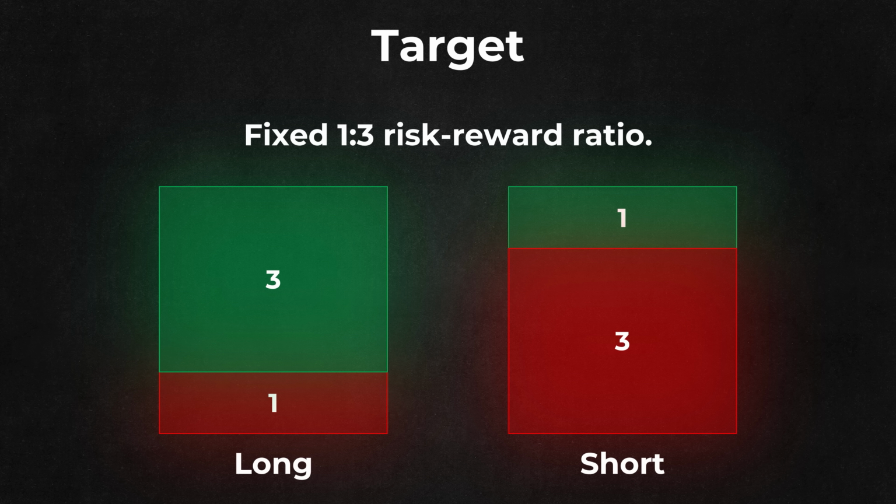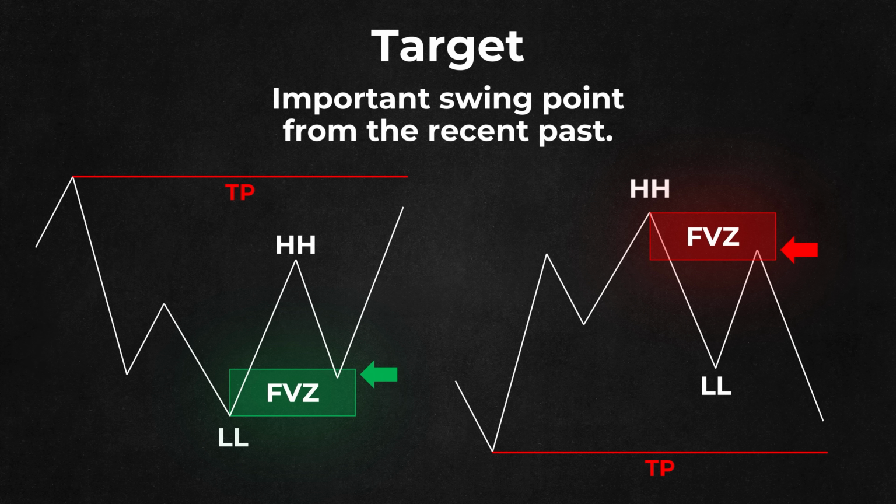You can keep it simple and use a fixed 1-to-3 ratio based on your stop. Another possibility is trying to optimize the trade by getting out at the previous important swing point, as long as this target provides a risk-reward ratio greater than or equal to 1-to-3. Let's now move on to a few examples of this strategy.